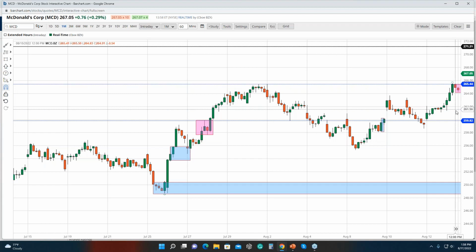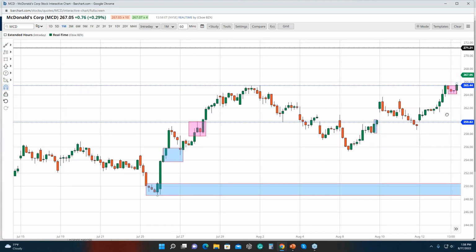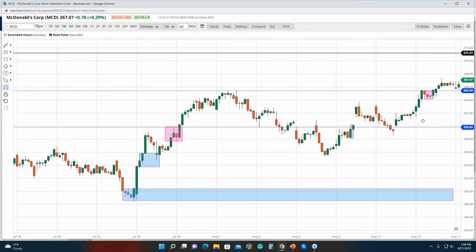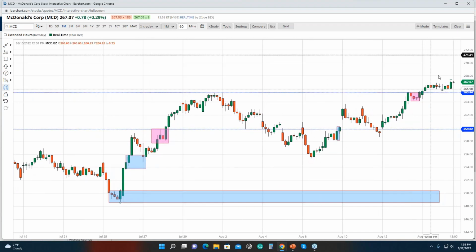I'm just waiting for price to break out, right? And price has now broken out. I'm risking $1.50, so I probably want to get $4.50. It's probably around 270. Again, kind of in front of my higher time frame target. So in this trade, we're waiting to see what happens, right? Our target in this case would be around 270.